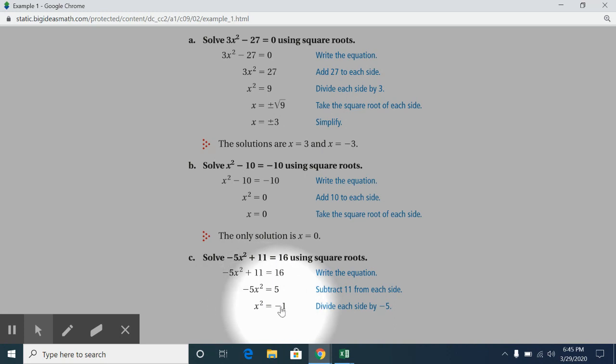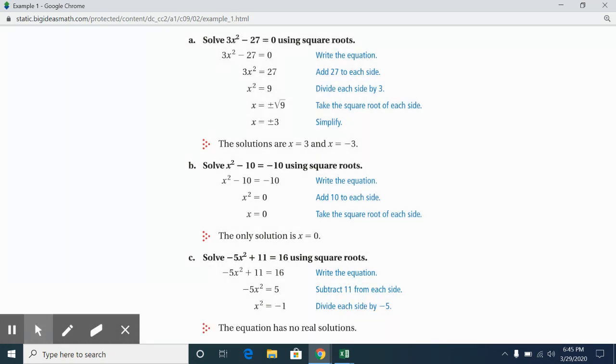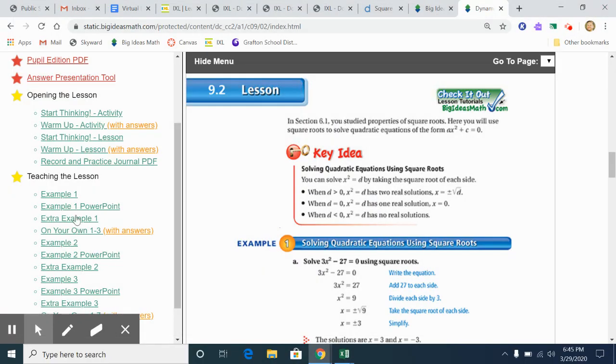I just discussed the fact that we can't square a real number and get a negative. You're going to learn later in other math classes that there is such a thing as an imaginary number, where you could have a negative square root. But as of right now, we only know that when we square a number, it can't be negative. So this equation doesn't have a solution. When we end up with something squared equals a negative, there is no solution to that equation. Simple as that.